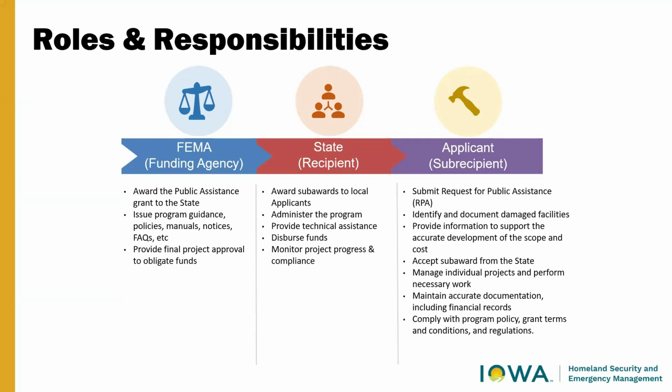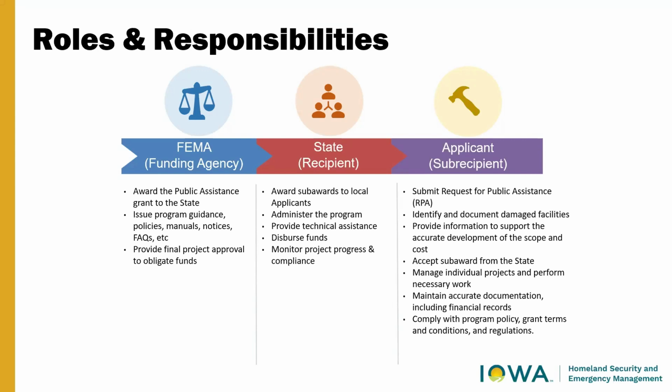Multiple layers of government work in partnership to administer this PA program once a disaster has been declared. As the federal awarding agency, FEMA's primary responsibilities are to develop and issue program guidance and policies, award the prime PA disaster grant to the state, assist with the development and final approval of projects, and obligate funds. The state of Iowa is the recipient of the prime grant. As the pass-through entity, HSEMD works in partnership with FEMA to manage and administer the program in Iowa. HSEMD has a dedicated team of PA staff, and our staff are here to support you through the administration of the subawards, provide technical assistance, and monitor project progress and compliance.